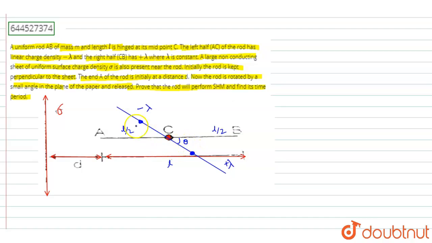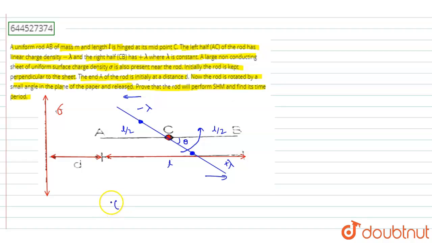The force on this half will act in this direction, and on the other half in the opposite direction. So it will try to rotate back, which means a torque is acting about the mean position. It means the rod will perform SHM. Now we also have to find the time period, and before that we have to find the torque.